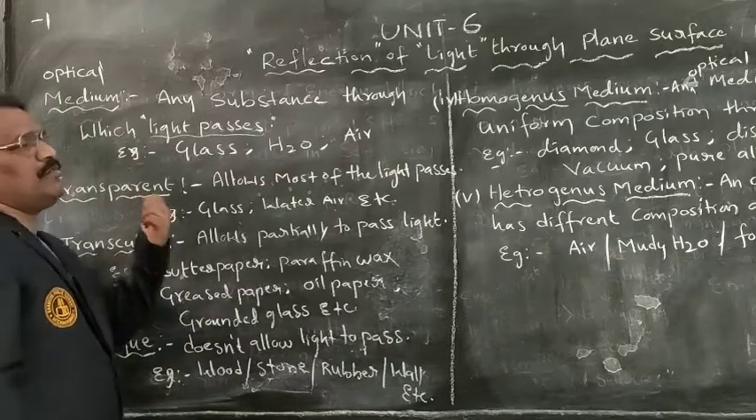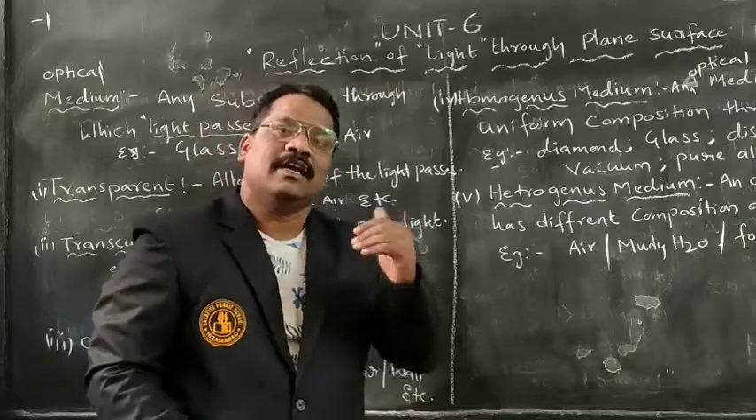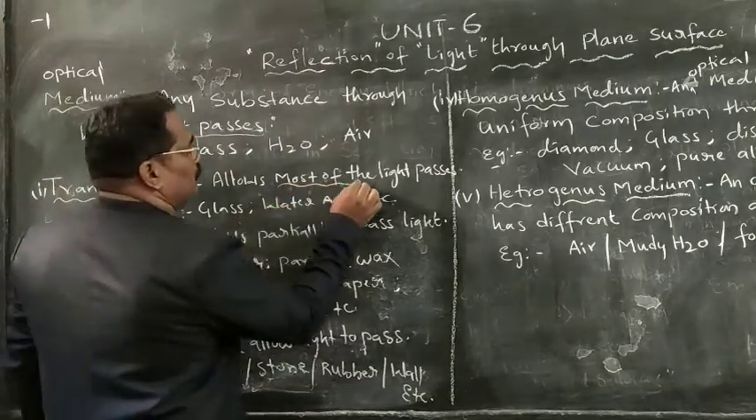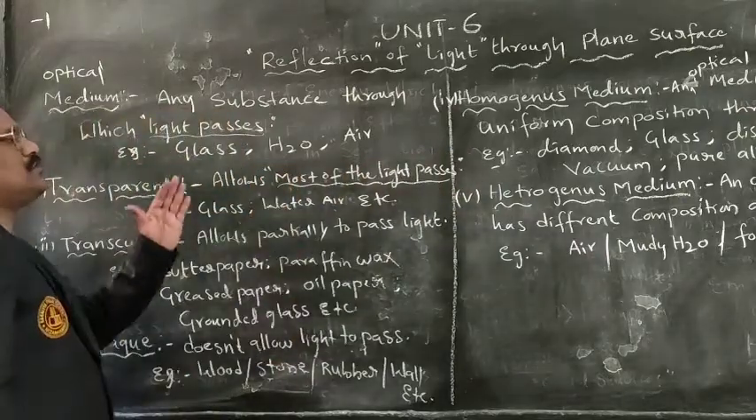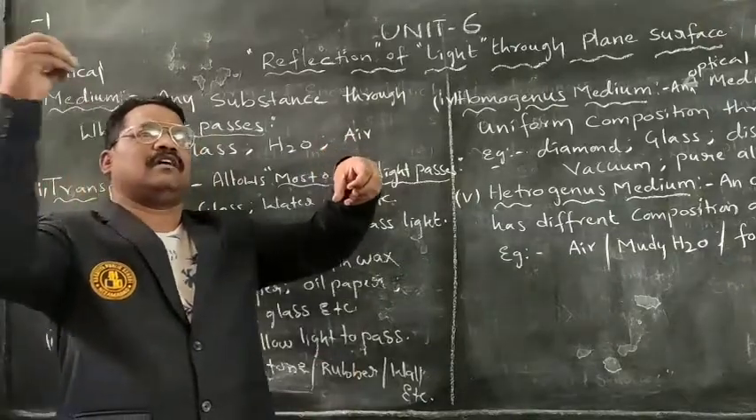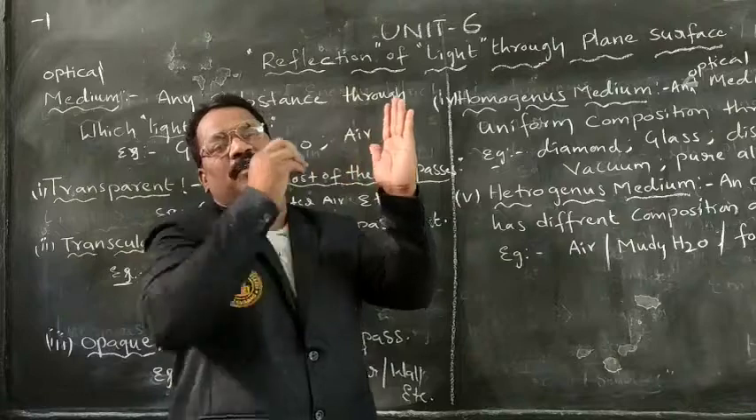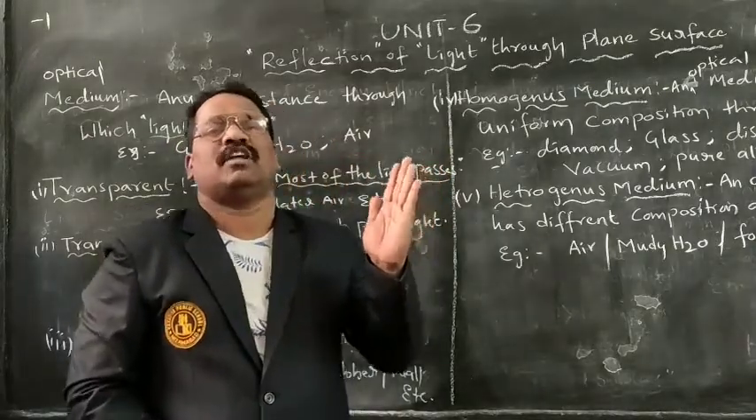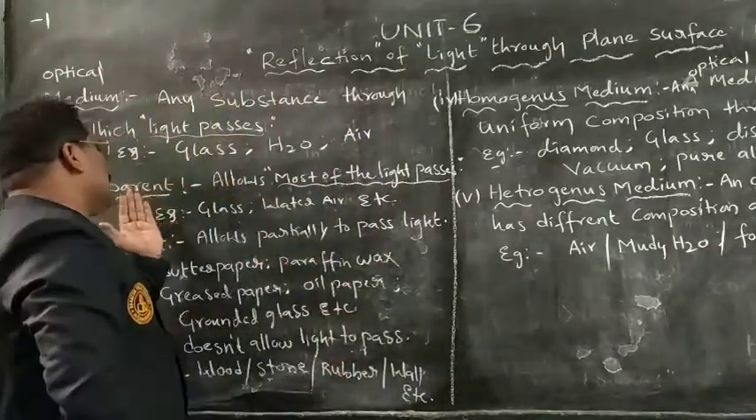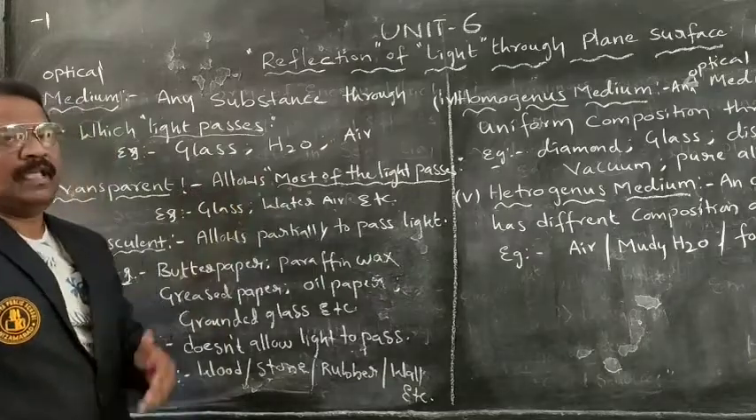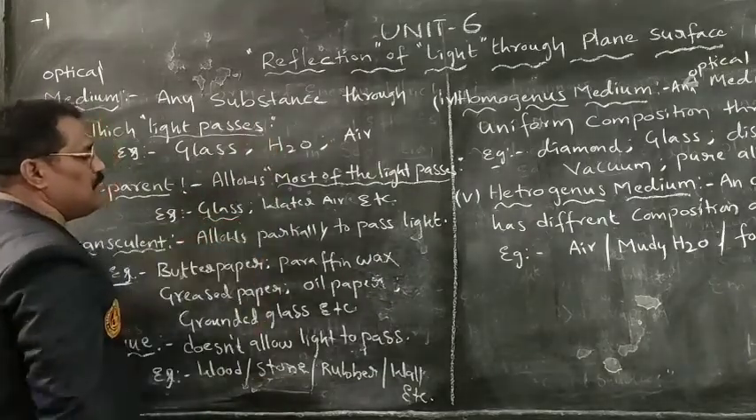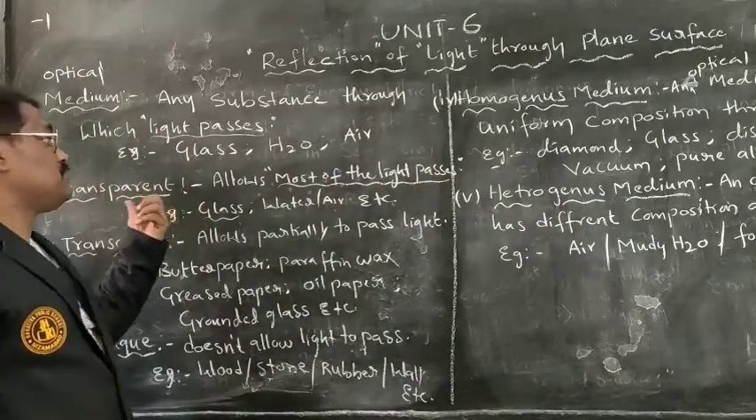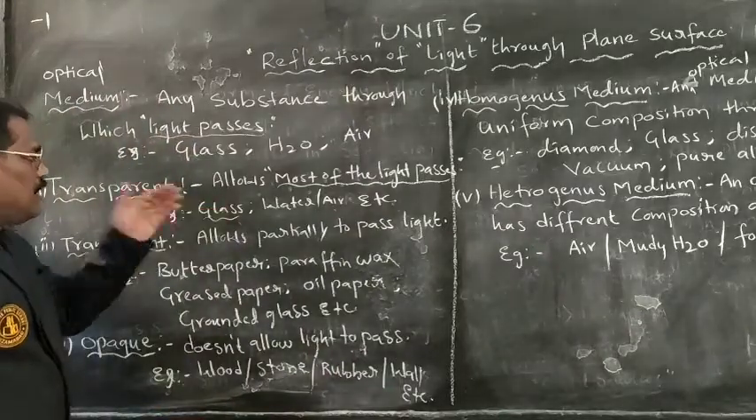Next, coming to the transparent medium. There is another type of medium called a transparent medium. What is called a transparent medium? The point we have to keep in mind is that it is a material which allows most of the light to pass. For example, if 100% of light is incident on a transparent material, then 90 to 95% of the light can easily pass through that material. We call that material a transparent material or transparent medium. Examples: the same as above, glass, water, as well as air, are a few examples of light passing through a transparent medium.